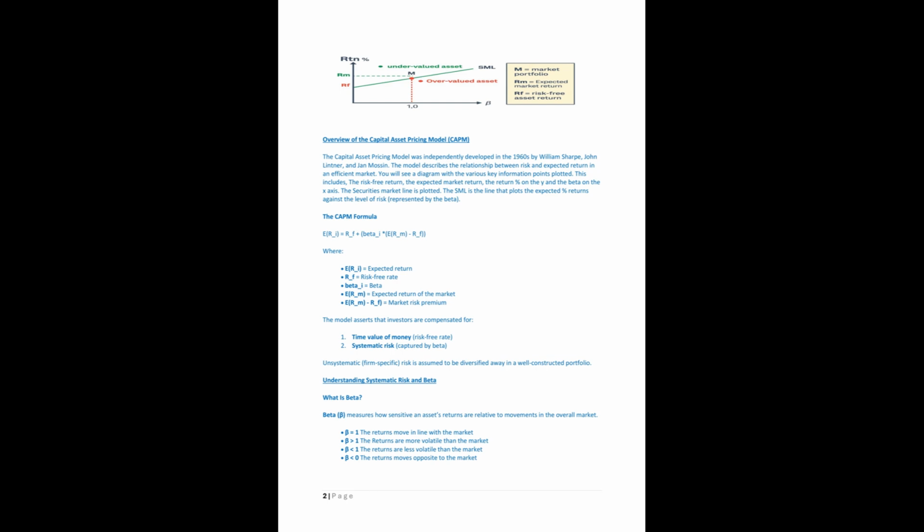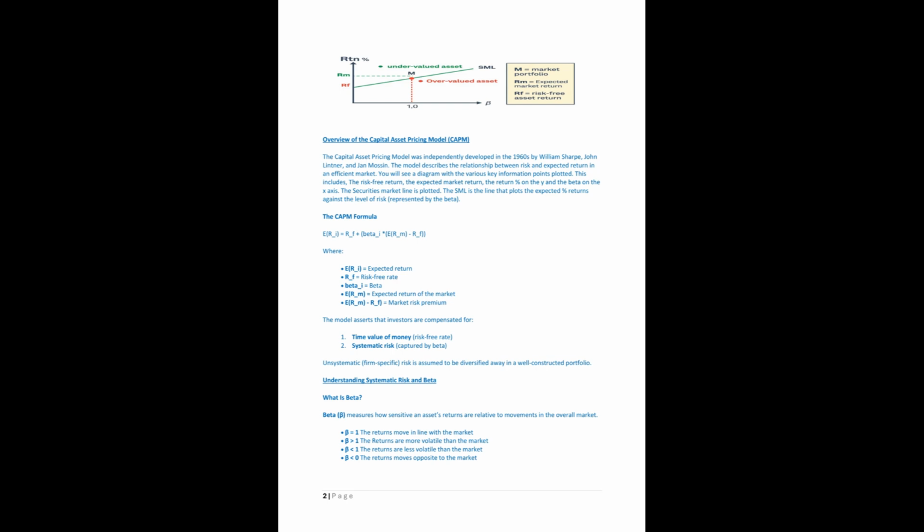The formula for CAPM calculates an asset's expected return by adding the risk-free rate to the product of its beta and the market risk premium, which is the expected market return minus the risk-free rate. According to this model, investors are compensated for the time value of money and for taking on systematic risk, which is captured by beta. Unsystematic risk, or firm-specific risk, is considered diversifiable and not rewarded.